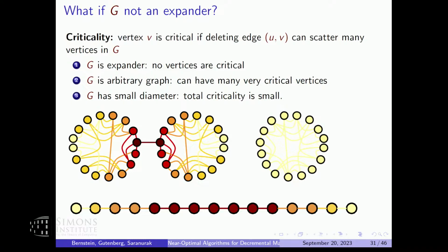And so one thing to note is that in this graph, everything is critical, but this is a large diameter graph. In this graph, actually very few things are critical. And what we're able to show is that in any low diameter graph, you have very few critical vertices. And the way we compute criticality is by using congestion balancing.